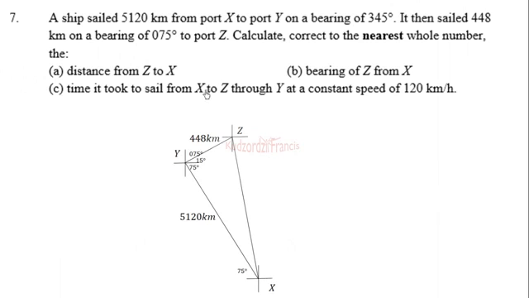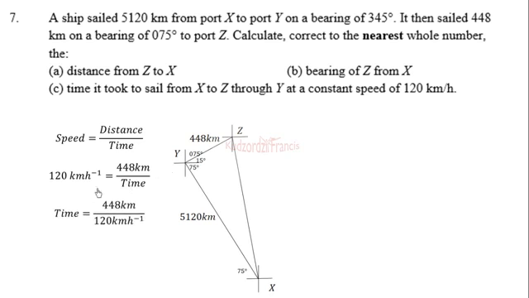Time it took to sail from X to Z through Y at a constant speed of 120 kilometers per hour. We know the speed is distance over time taken. So we need to calculate the time it took from X to Y, then from Y to Z. So from X to Y, the speed will be 120 kilometers per hour, and the time we don't know, but the distance is 448 kilometers. So I'm calculating this one first. Y to Z, the speed is 120 kilometers.